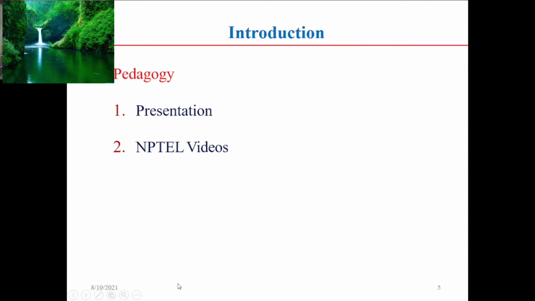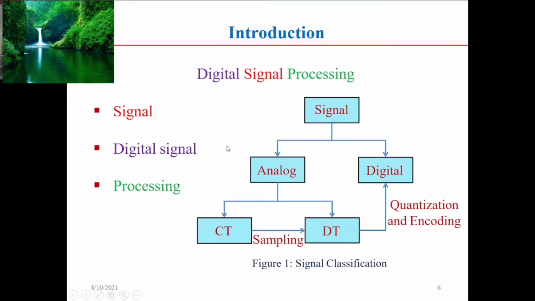Okay, so let us talk about digital signal processing. When we say introduction to digital signal processing, there are three key elements. Signal is at the heart of it, processing, and what are we doing? Signal processing. Which type of? Digital. Okay, so three keywords: digital, signal, processing.